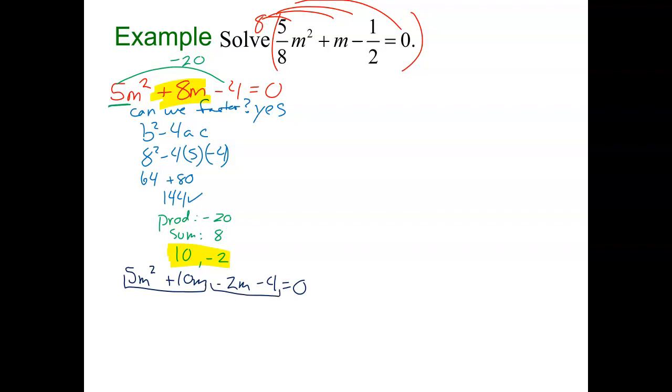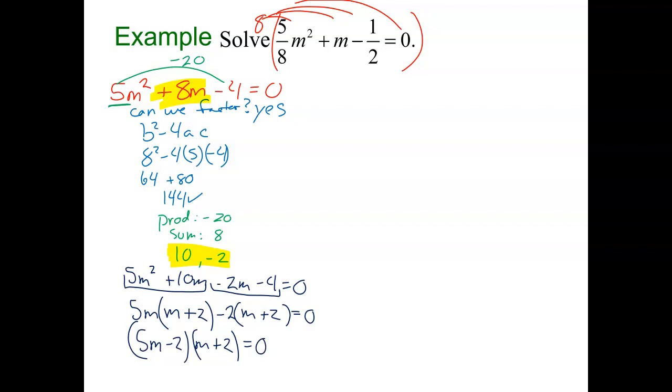Factor by grouping. What can I factor out of the first two? 5m, which leaves me with what? Okay, what do I factor out of my second grouping? Leaves me with? Okay. So my two factors are? Hopefully that jogs your memory and looks a little familiar. Alright, so continue to solve. Now that I have it factored, we're distributing that 5m.